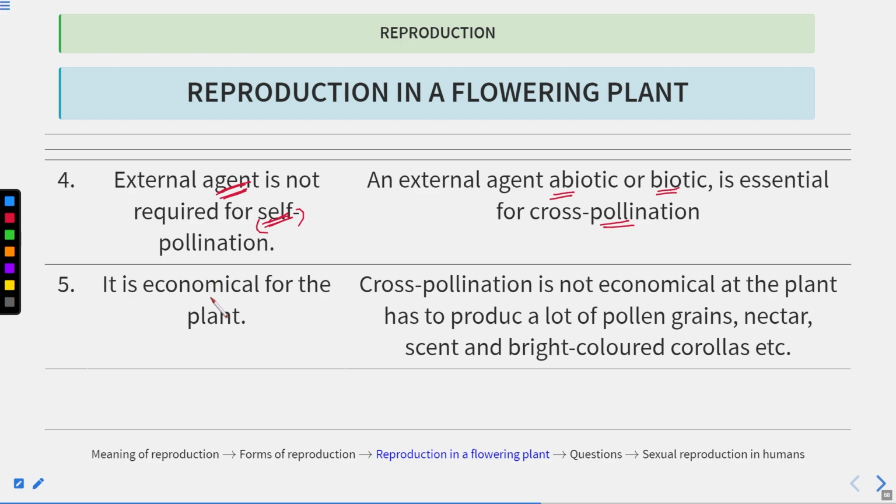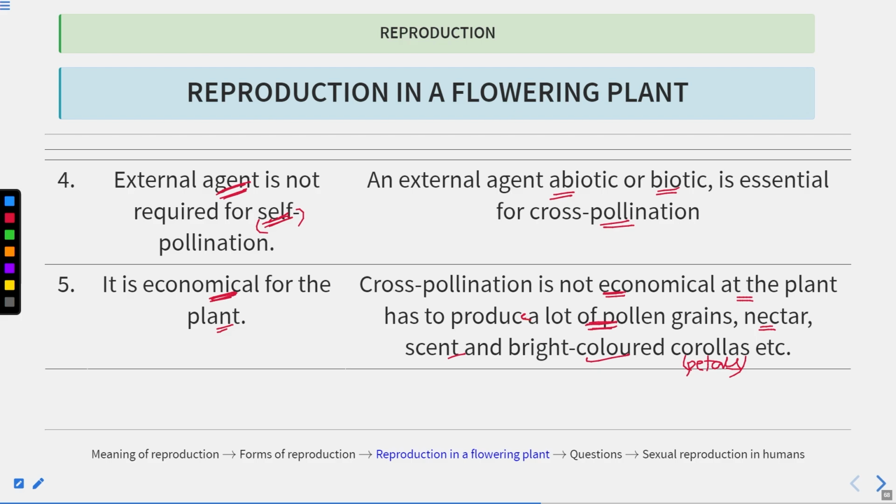Now, self-pollination is economical for the plant, meaning less energy is spent, whereas cross-pollination is not economical for the plant. The plant has to produce a lot of pollen grains as well as nectar, scent, and bright colored petals. The corolla is the collection of the petals. So the plant has to spend a lot of energy and food resources for the production of a large number of pollen grains, because here the pollen has to be transferred to the flower of another plant.